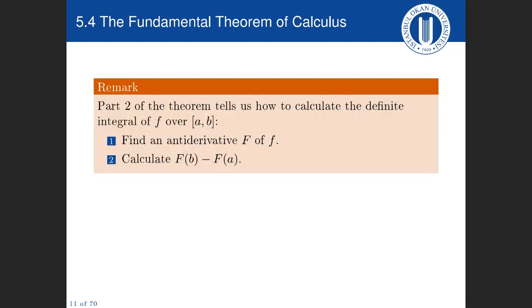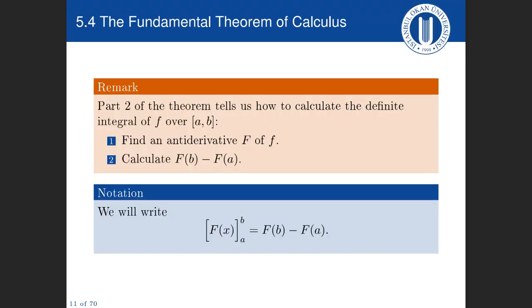Part two told us how to calculate the definite integral of a function f over a closed interval from a to b. We need to do two things. We need to find an antiderivative, capital F of f. That's any antiderivative. We don't need the general antiderivative. We just need any antiderivative. And then step two, we're going to calculate F of b minus F of a. And because we're going to be doing this a lot, we need a nice notation. I'm going to be writing square bracket, capital F of x, square bracket from a to b, every time I want F of b minus F of a.